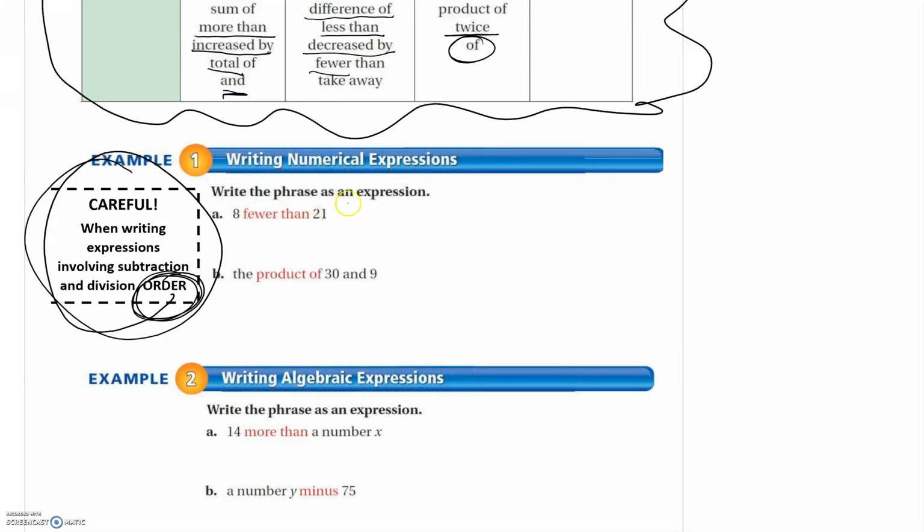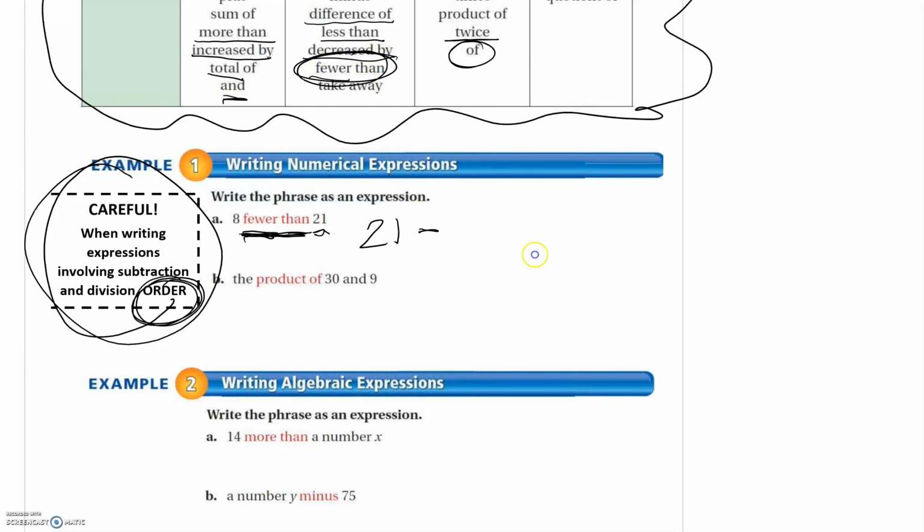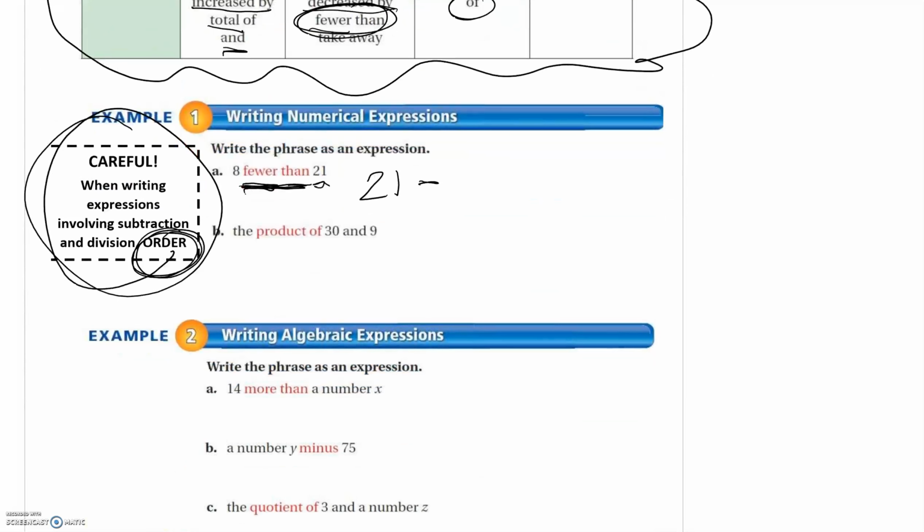Okay, so let's look at the first one. It says write a phrase as an expression. So 8 fewer than 21. Because of how this is phrased, I am going to take my 21, and then for fewer I'm going to use subtraction. Here's our fewer in our subtraction box. 8 fewer, so I'm going to subtract 8 from it. So just making it numbers and writing it as an expression.